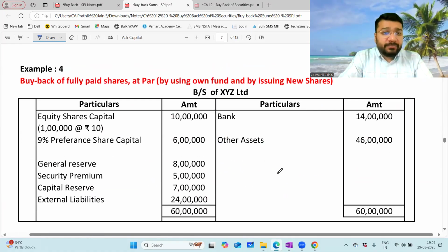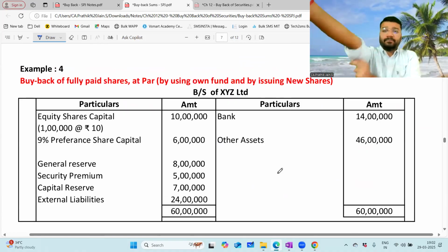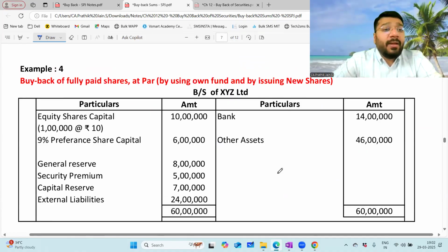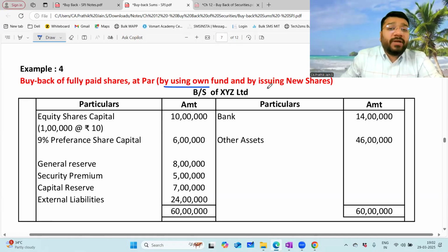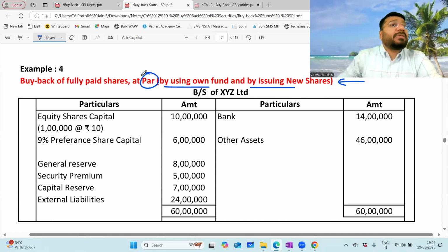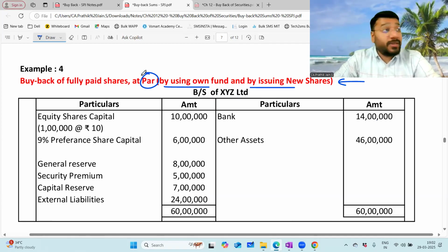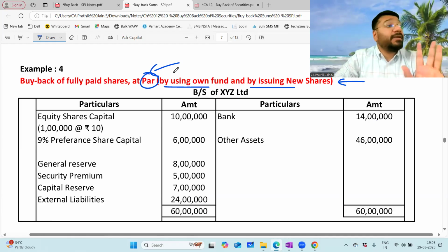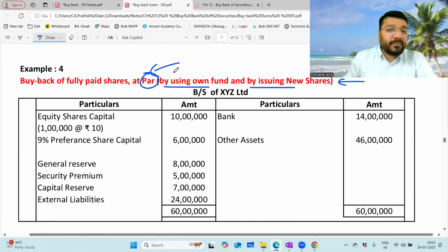So can we do one question? Example 4. Just observe the question. Buyback of fully paid shares at par by using own funds and by issuing new shares. This is the heading that I have given. See, sometimes the buyback is at par, sometimes it's at premium, sometimes it is at a discount also. So I've given the heading very clearly. So when you read the examples, you'll understand what this example is for.